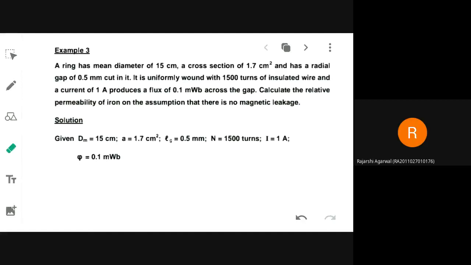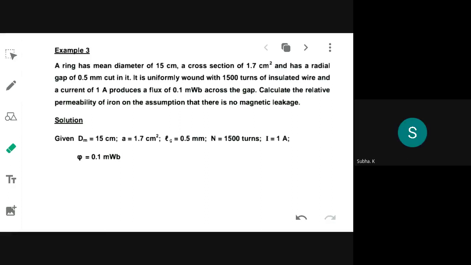Read the problem and tell me what are the things that are given in the statement and what do you need to find. Ma'am, we have to find permeability of iron, and we are given other different things like the current and the magnetic field, etc.